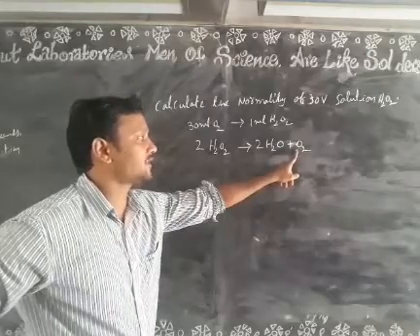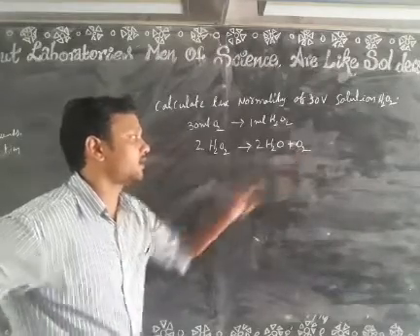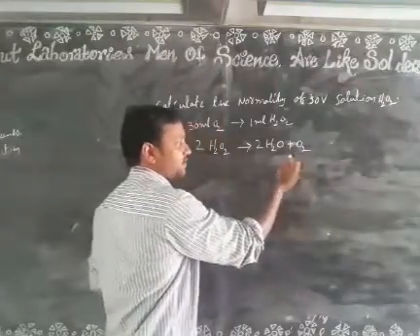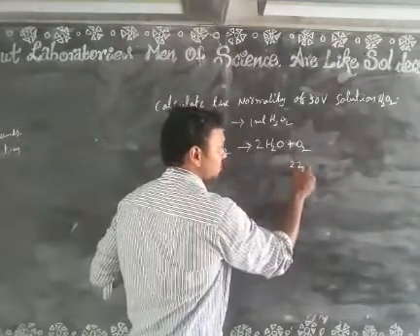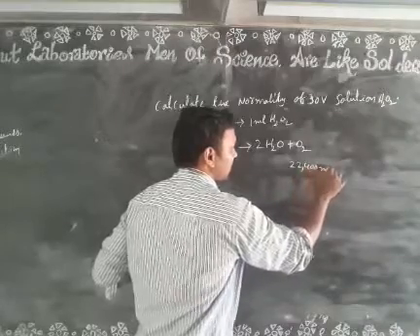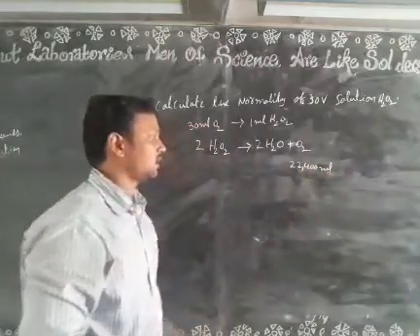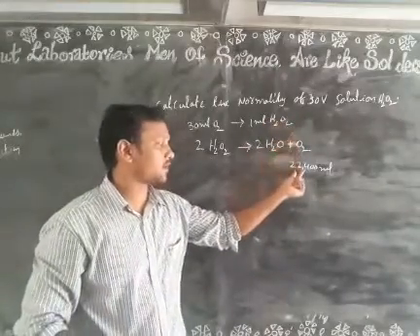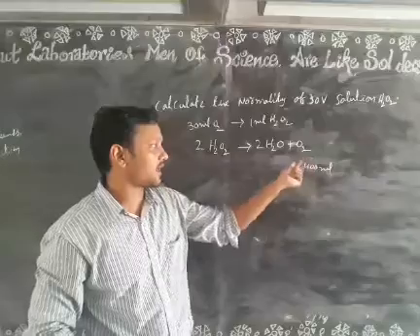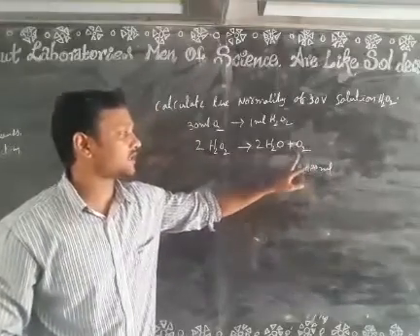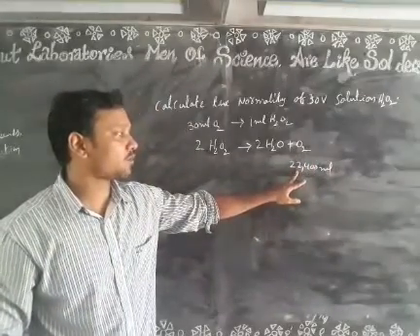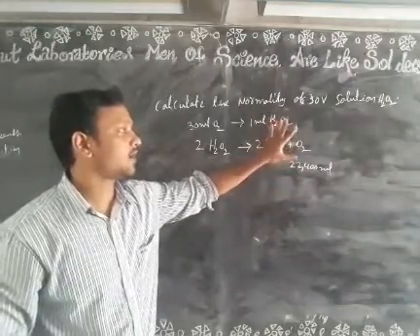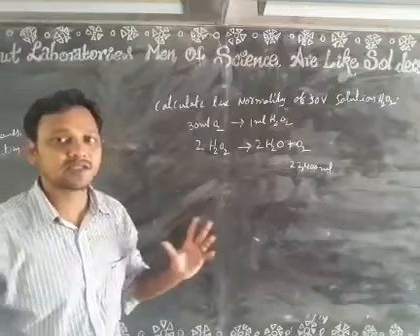At NTP condition, 1 mole of oxygen occupies 22.4 liters. Otherwise, you can take 22,400 ml. It is better to take ml because here we are working in ml. So 1 mole of oxygen occupies 22,400 ml. It is always taken at NTP or STP condition.